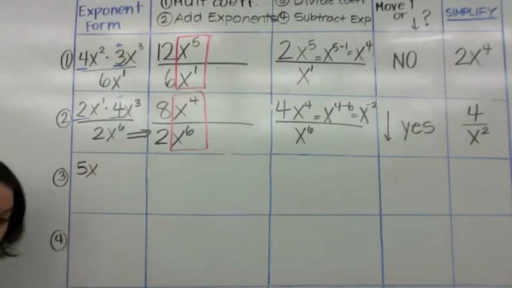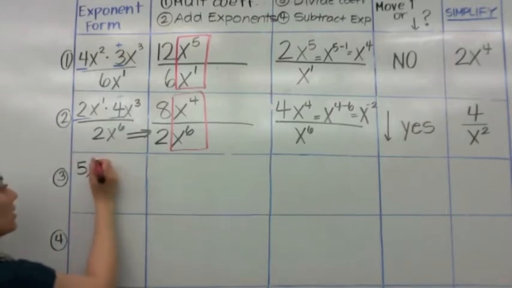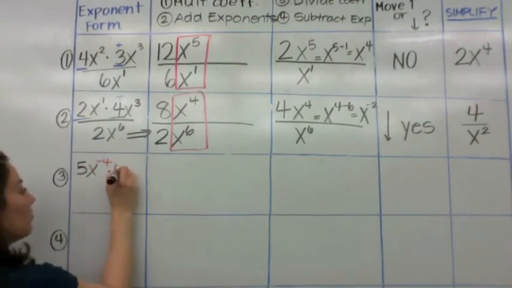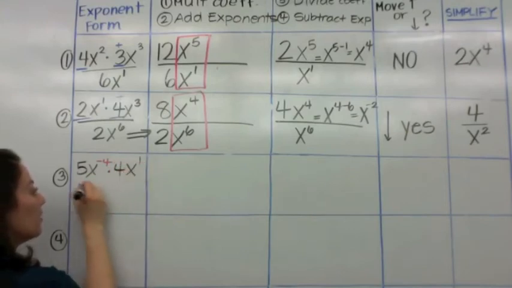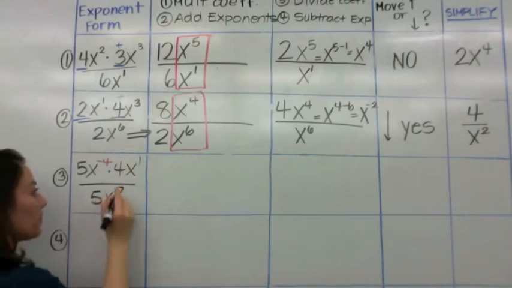5x, and I'm going to make my exponents that are negative red, okay? To the power of negative 4 times 4x to the power of 1 divided by 5x to the power of 7. Okay.